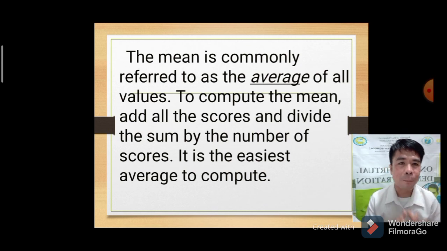The mean is commonly referred to as the average of all values. To compute the mean, add all the scores and divide the sum by the number of scores. It is the easiest way to compute the average. So yun yung tinatawag natin na average values. But before that, let's have this activity.